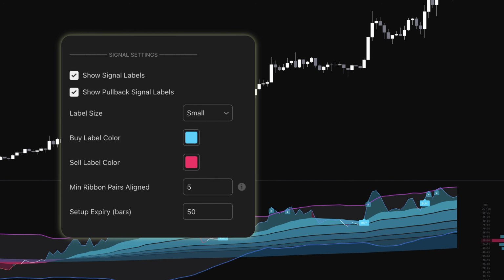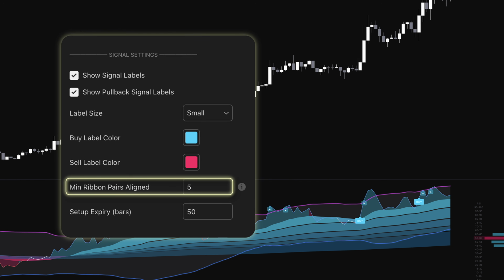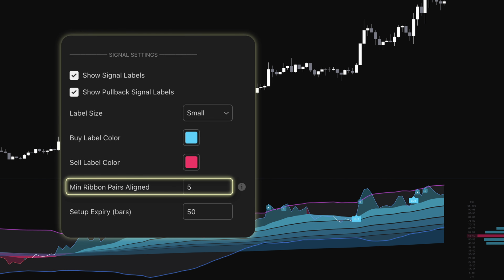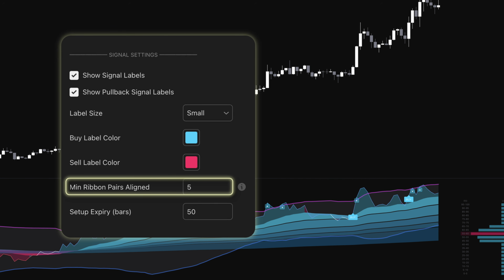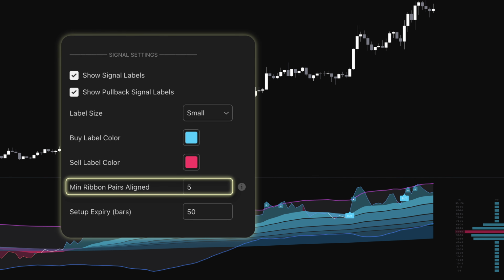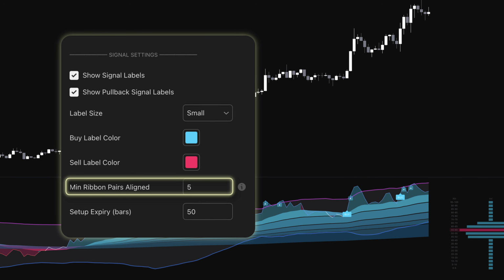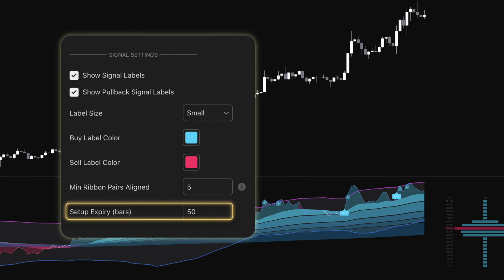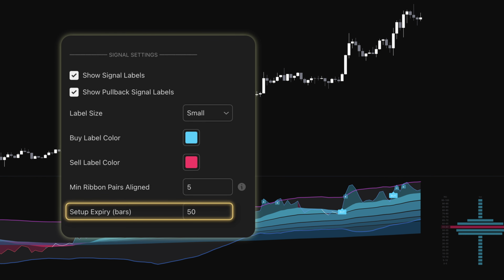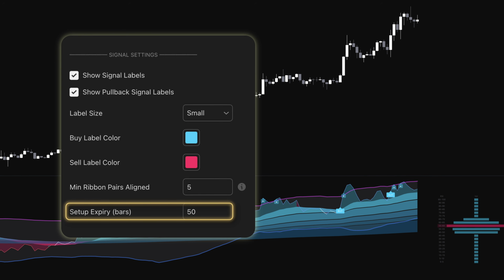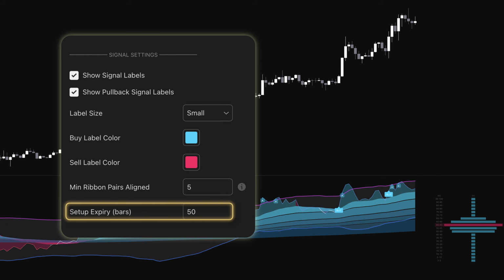Two inputs control signal quality. Min ribbon pairs aligned sets how many of the 5 ribbon pairs must be stacked before any signal can fire. The default is 5, meaning full alignment required. Setup expiry defines how many bars the system waits for a confirmation after a BB breakout before canceling the setup. The default is 50 bars.